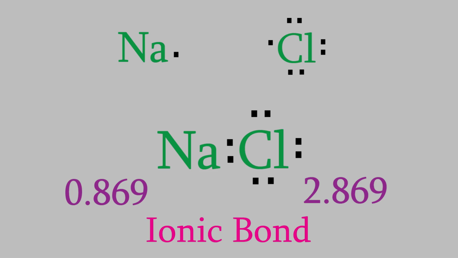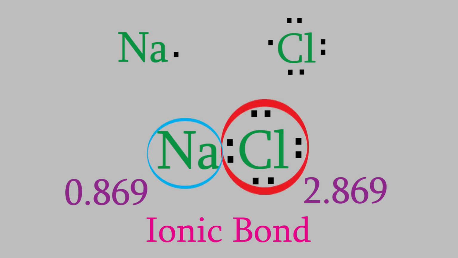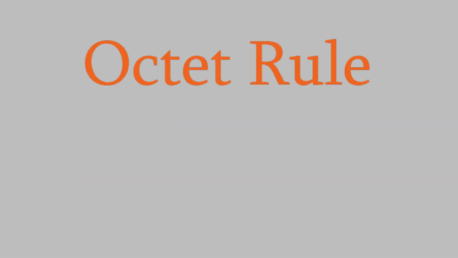Since the 2 electrons in the bond are mostly on the chlorine, it means that the chlorine is surrounded by all 8 valence electrons, and the sodium has none. It's transferred its valence electron to the chlorine. In an ionic bond, that's always true. One of the atoms transfers electrons to the other. This is an example of an important idea in chemistry called the Octet Rule.